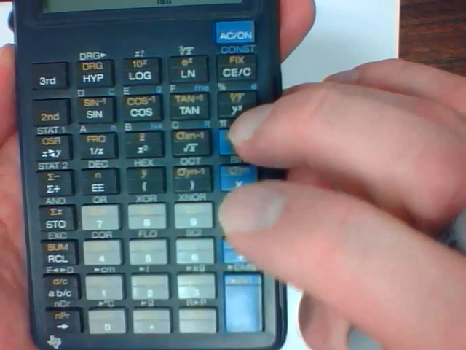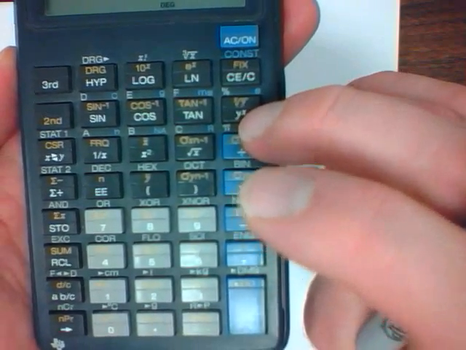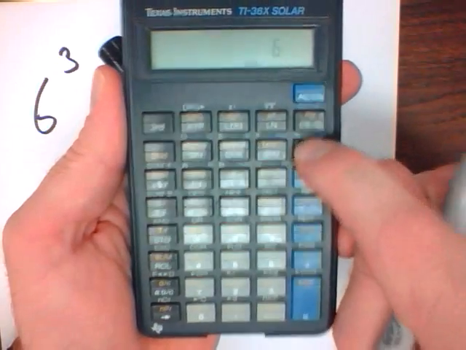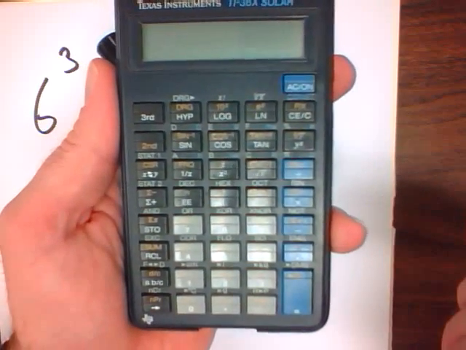Notice the white lettering, the y to the power of x. Here's how that can work on this calculator. 6 to the power of 3, press the equal sign.